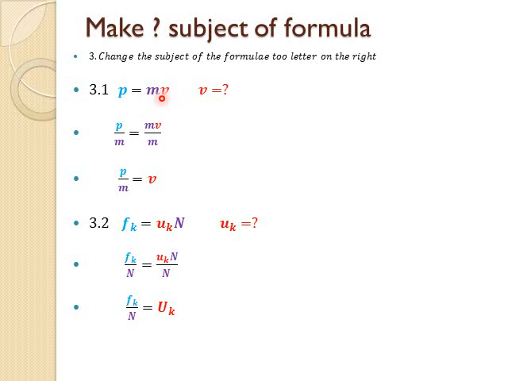So I have m times v. First I need to get rid of m, so mv divided by m. What I do to one side, I must do to the other side, so p divided by m. m and m cancel, so I'm left with v. So my velocity equals my momentum divided by my mass, or p divided by m.